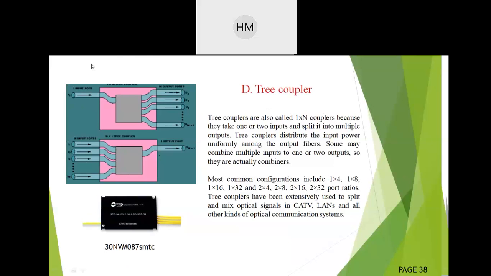So what is happening in a tree coupler? It's like a tree. This is my main stem. These are the branches at the output. A tree coupler distributes the input power uniformly among the output fibers. Similarly, all these are combined to give only one output. The most common configurations are 1 cross 4, 2 cross 16, 2 cross 4, and they have many usages.